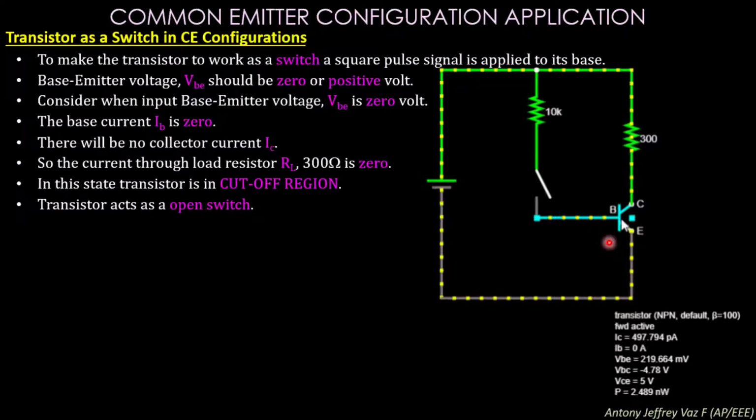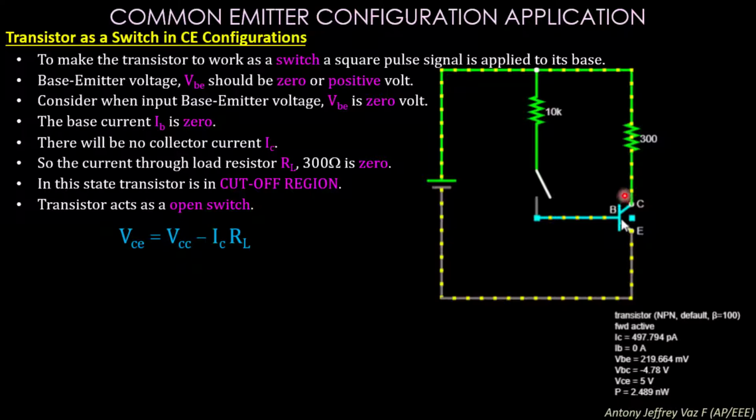Transistor will act as an open switch in the cutoff region. In this state, the current which is flowing through the load resistance and through the collector is 0. So it is said to be in an open state, an open switch.